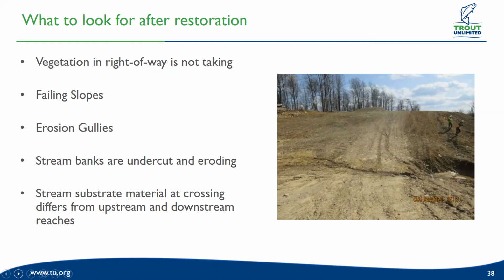And then you want to make sure that the stream banks aren't being undercut and eroding, that the stream banks are all stabilized with some kind of vegetative matting until vegetation can reestablish. And then another thing to look for is whether the stream substrate is similar from downstream and upstream from the crossing area, because if there's a lot of sediment in the downstream area, then they've done something wrong.